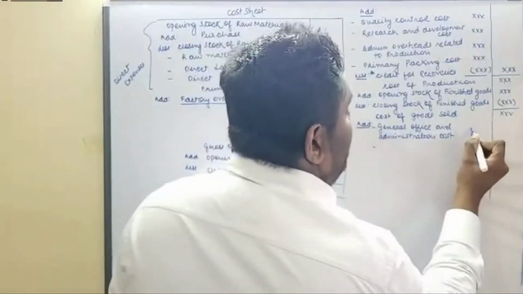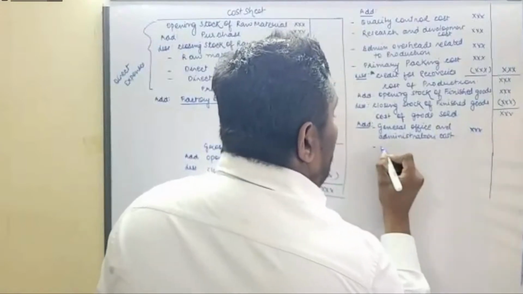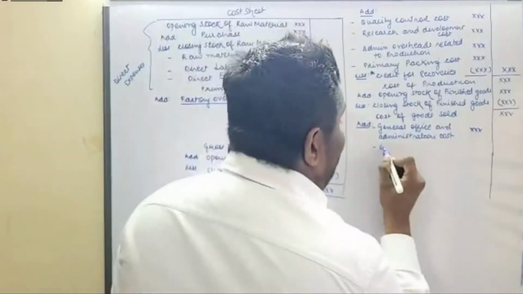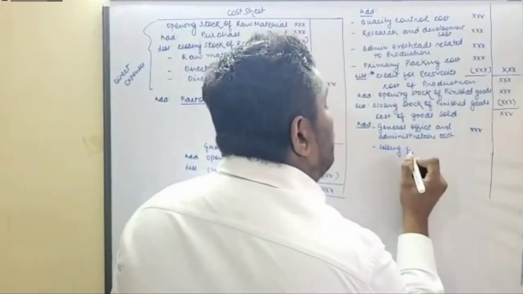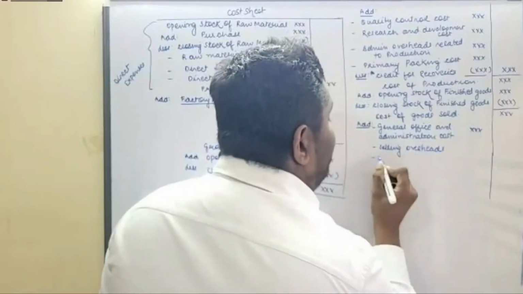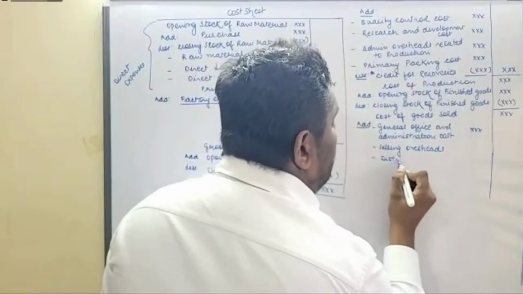Thereafter, we will add all the expenses that are incurred at the sales level. So selling overheads, and distribution overheads.